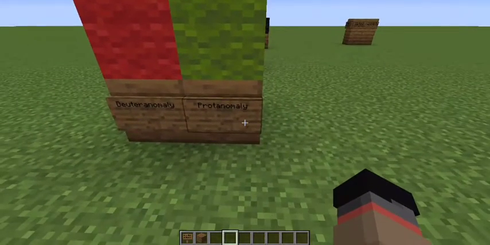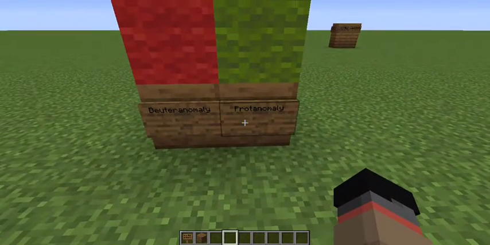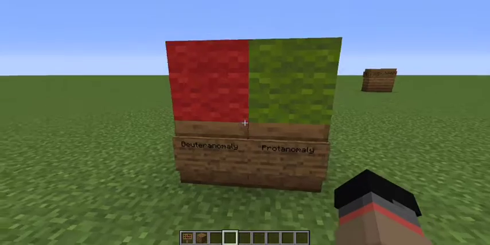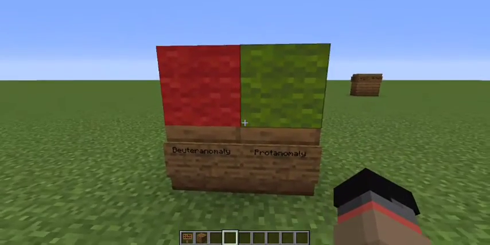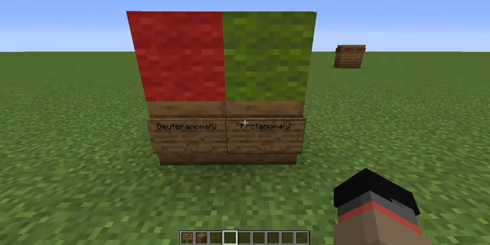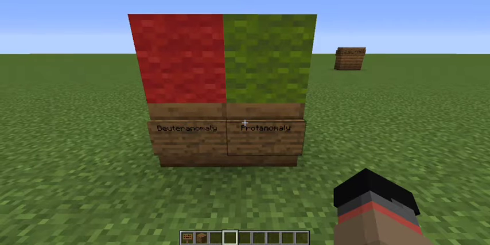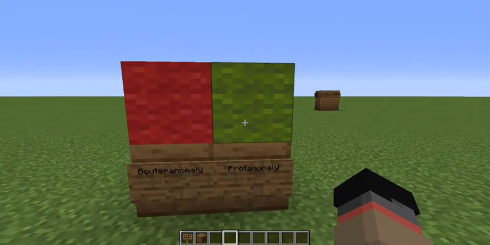Now, the second part of it is protanomaly. This basically makes both colors, green and red, less bright. So it's usually something that people with color blindness will experience. So let's move on.